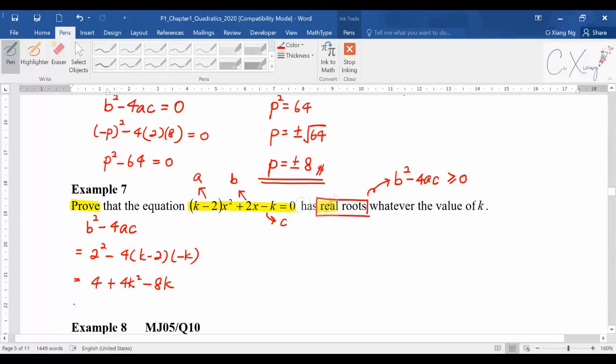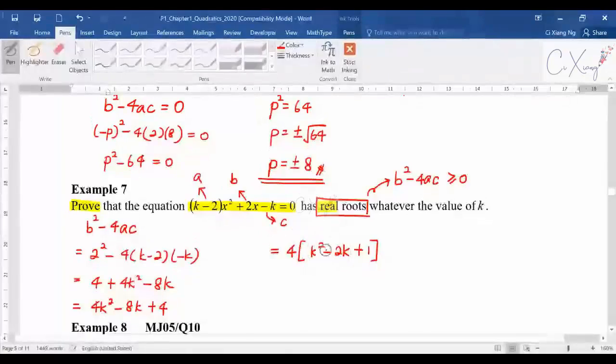If you rephrase it, you'll see that actually this is a quadratic expression. So you should have 4k squared minus 8k plus 4. Then maybe I can factorize out the 4 to make my quadratic expression look easier. So this is your b squared minus 4ac. Now your aim is to prove this one is always more than or equal to 0.